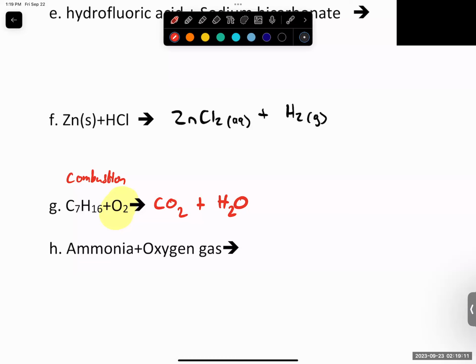Okay, I found 1, 11, 7, 8. Let's see if that's right. That might not be right. So if I put a 7 here and an 8 here, 11 is 16 hydrogen, 7 carbon. 14 plus 8, 22 oxygen. Yeah, exactly. So there's 22 oxygens right here.